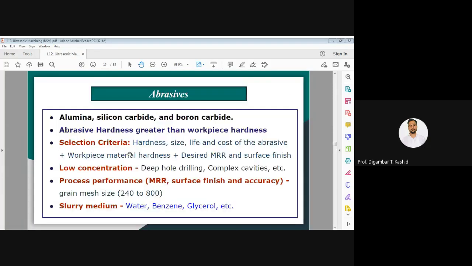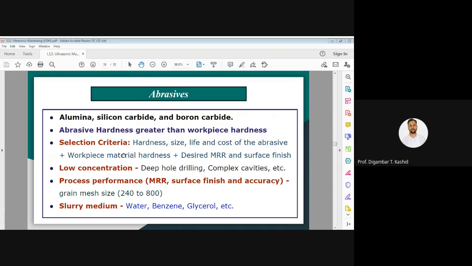Then the important element is the abrasive. Which type of abrasive can we use? Here you can see there are various kinds of abrasives used in ultrasonic machining, and some of them are alumina, that is Al2O3, then silicon carbide SiC, and boron carbide B4C. The hardness of the abrasives should definitely be greater than the workpiece hardness. Otherwise, the abrasive itself will fracture or break, rather than remove the material from your workpiece.